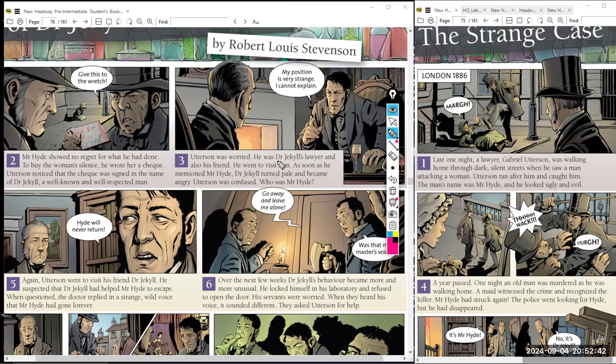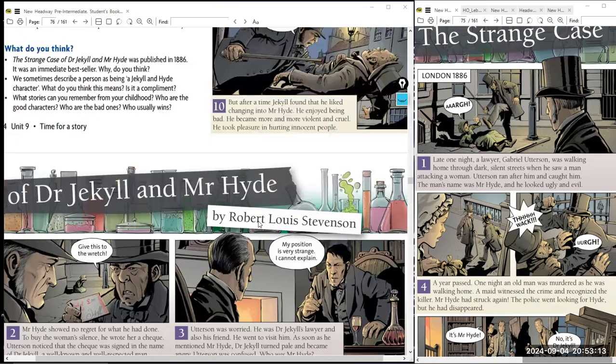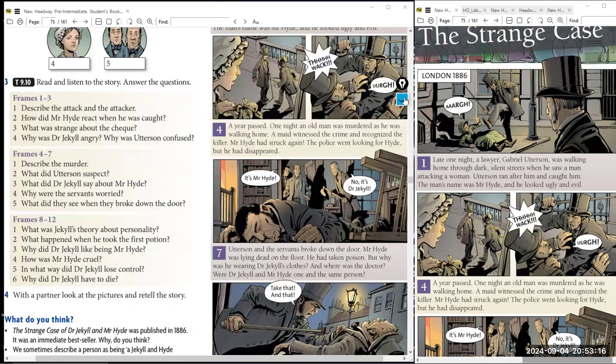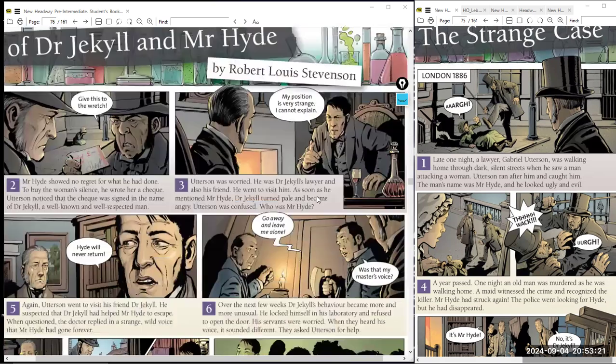Okay, we notice, guys, when Dr. Jekyll's lawyer, and also his friend, mentioned Dr. Hyde, Dr. Jekyll turned pale and became angry. So this is the way that he acted. Okay? Now let me show you exactly. Now question number 3. Question 3 is saying, what was strange about the check?